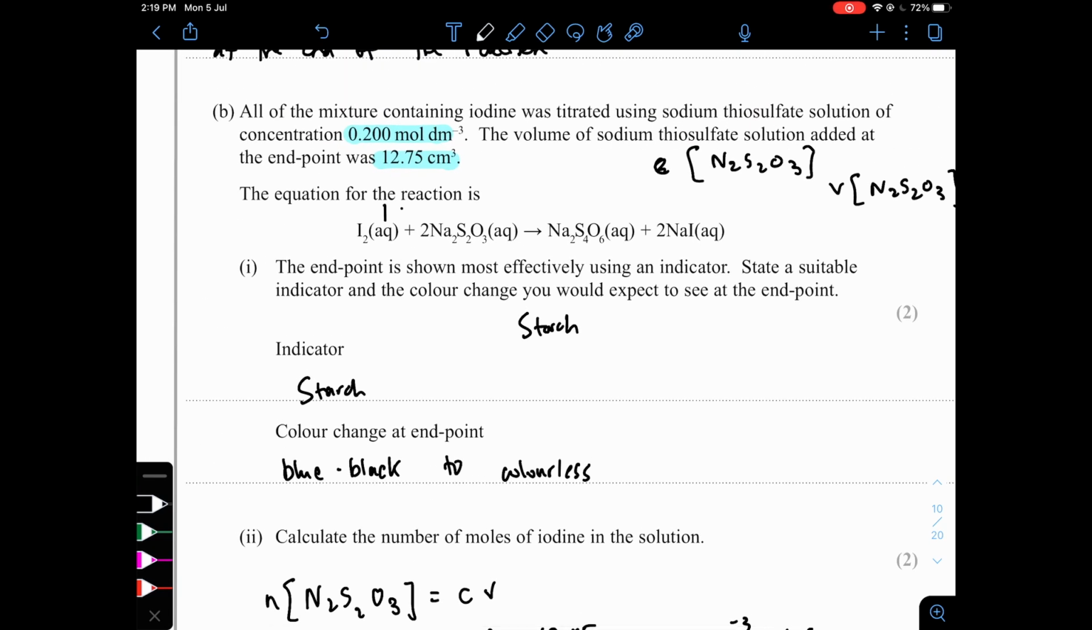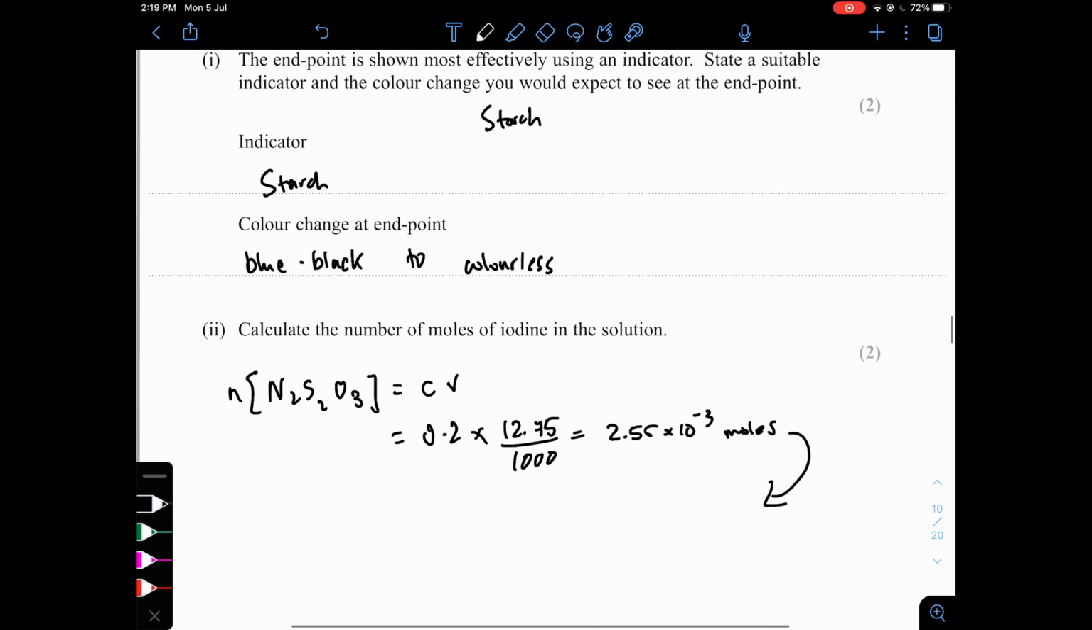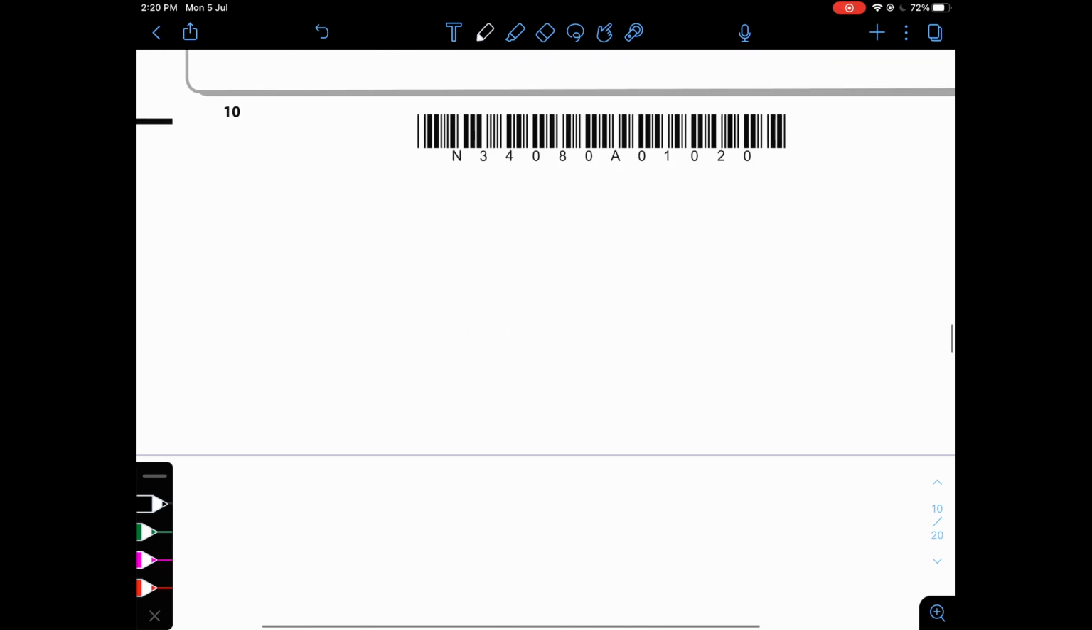You can see here this is a 1 to 2 reaction molar ratio. That means that whatever moles we get from this, to get the moles of iodine, we have to divide by 2. So moles of iodine will be this answer divided by 2, so you'll get 1.275 times 10 to the power of minus 3 moles. Alright, so that's that. Move on.